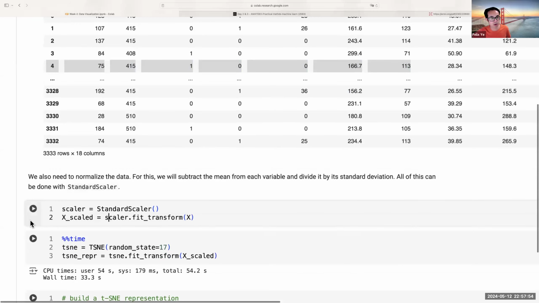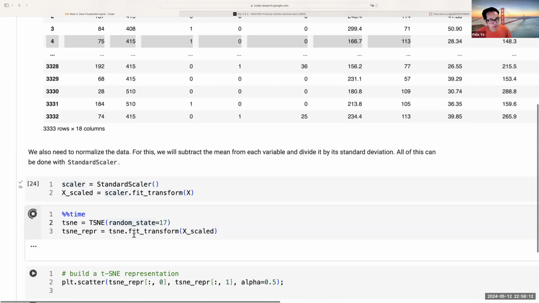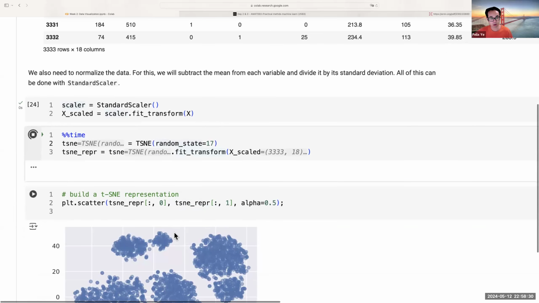And also we need to normalize the data. This is very important. We're going to talk about normalization later in this course. This is something called standardization. You subtract the mean and divide by the standard deviation. This can be done with the standard scaler. So what we do is we use t-SNE. And this is very quick. It won't take too much time. If you have a very large data set, it might take a little while. Again, this just gives you some idea of what kind of things you are working with.